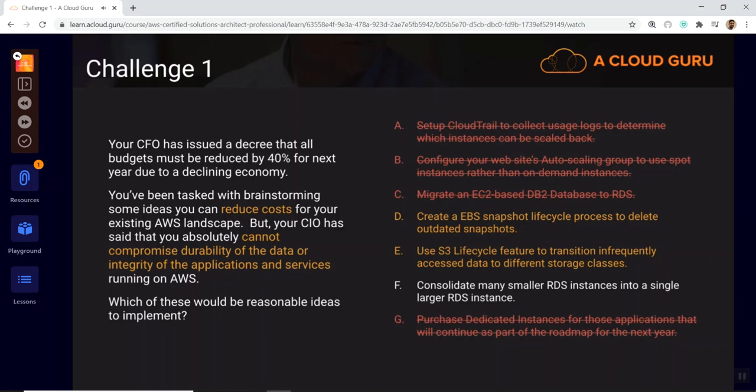Option F says we're going to consolidate some small RDS instances into a larger RDS instance. Well, this may save some money, or it may not. We don't really know here. We don't have enough information to say that. And just provisioning something larger and putting smaller databases into it is not instantly going to save us money. So I'm going to eliminate that one. So the two options that I think sound most reasonable are D and E.